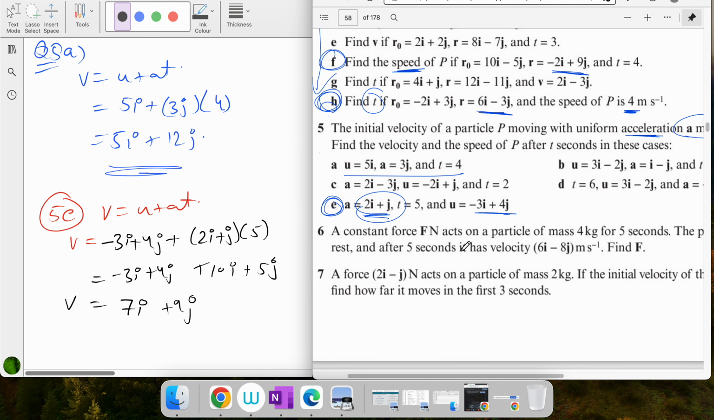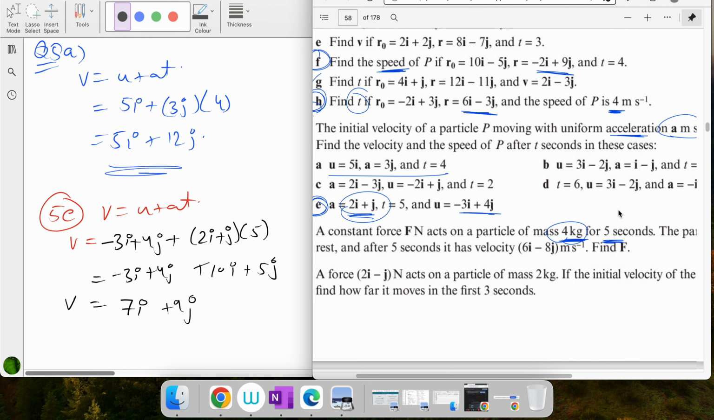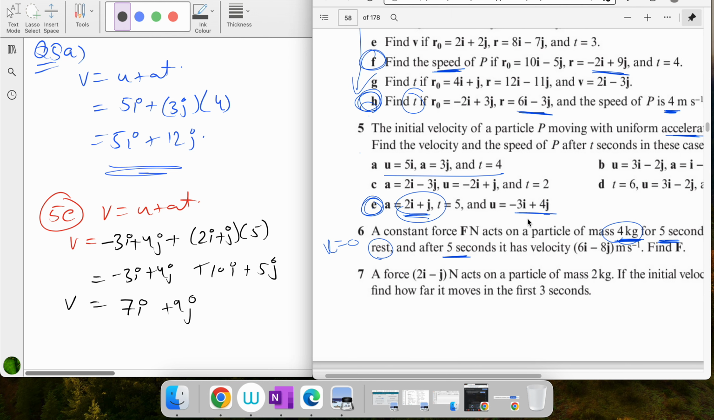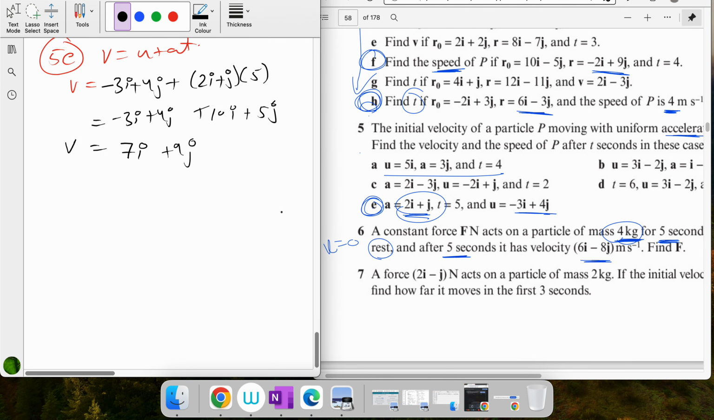Question number 6. A constant force F Newton acts on the particle of mass 4 kg for 5 seconds. The particle was initially at rest. So initial velocity is 0. After 5 seconds, its velocity is this. Find F. So basically, when we are given force and mass, we use this equation, F equals ma.